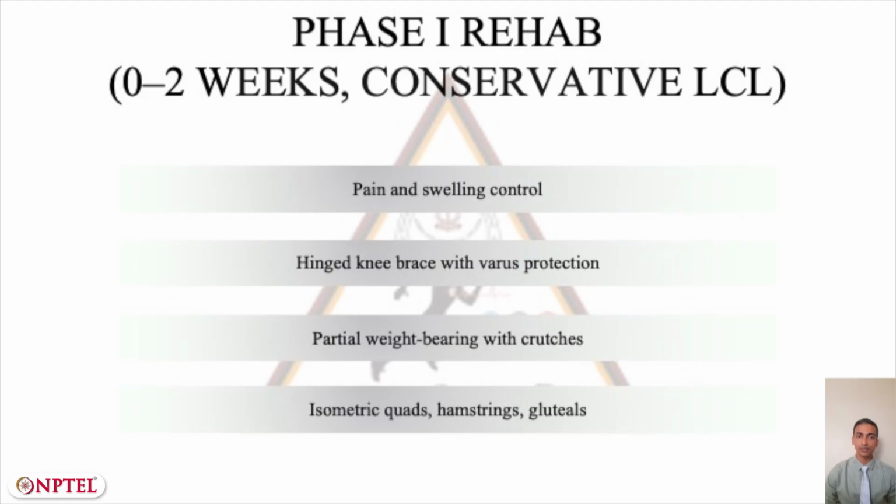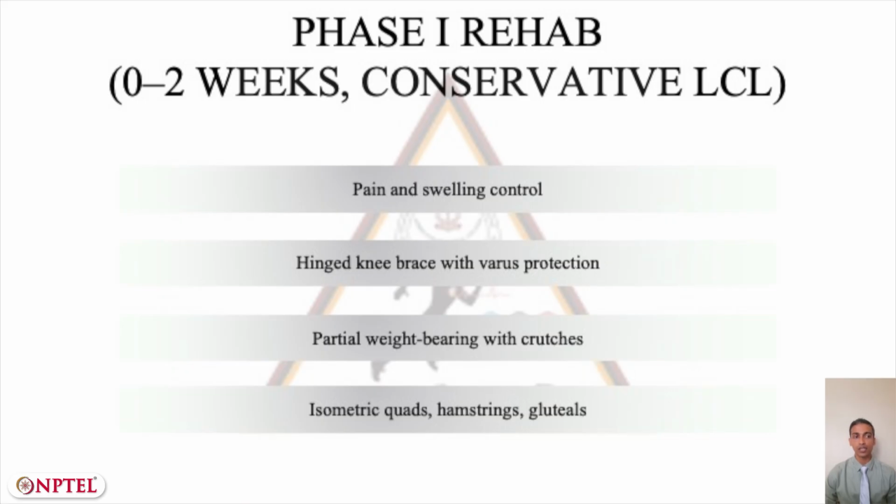In this early phase, let us recollect the POLICE protocol, which was protection, optimum loading, icing, compression, and elevation of the limb. Our initial aim is to reduce pain and swelling with icing and compression. For controlled range of motion, a hinged knee brace protects against varus stress, usually locked at 30 degrees of knee flexion.